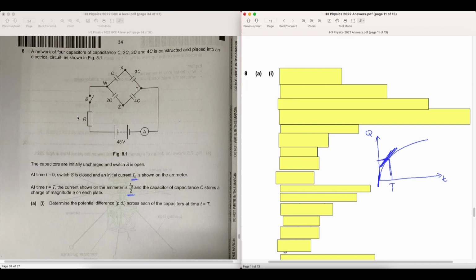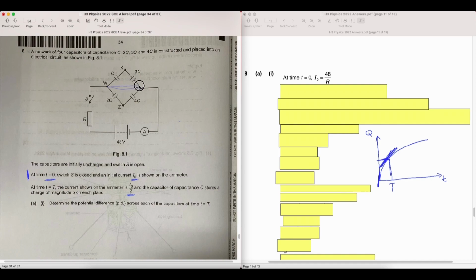So since we know the value of the resistor, from the initial condition, we can get that the current I0 is 48 over R, because capacitors which have no charge on them simply look like a short circuit. So you can imagine that at the initial time t equals 0, the capacitors are as good as a short circuit, and the current that flows through the resistor is just 48 over R.